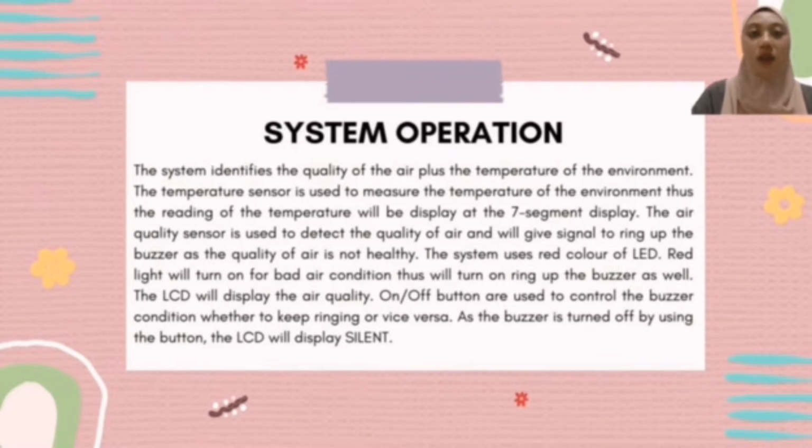The LCD will display the air quality. The on-off button is used to control the buzzer condition, whether to keep ringing or vice versa. As the buzzer is turned off by using the button, the LCD will display silent.